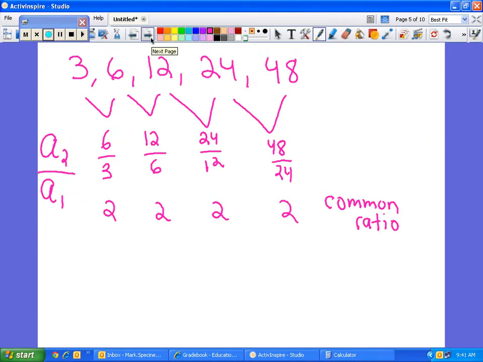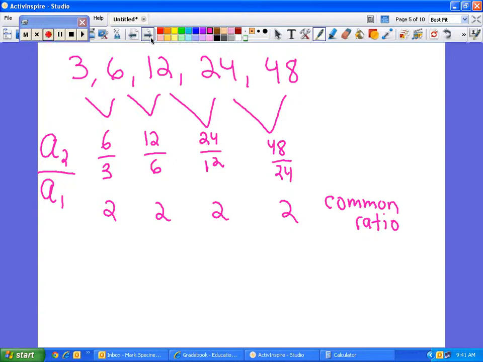Alright, so here's an example. First thing we want to do is identify whether we're dealing with a geometric sequence and then identify what the common ratio is. So you can see that instead of subtracting the value of the second term from the value of the first term, we're going to go ahead and try to make a ratio. We're going to divide the value of the second term by the value of the first term. So if we do that here, we have the first two terms of 3 and 6. We do 6 divided by 3, which gives us 2.